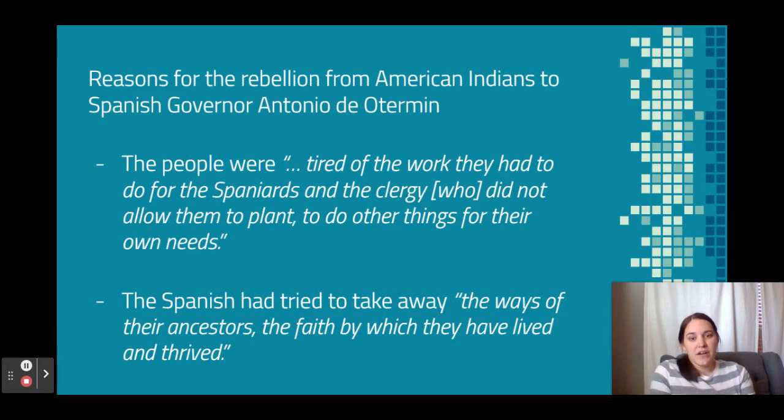The people were tired of the work they had to do for the Spaniards and the clergy who did not allow them to plant to do things for their own needs. And the Spanish had tried to take away the ways of their ancestors, the faith by which they have lived and thrived. So, twofold purpose here. One is the enslavement, thus forced subjugation, and the second piece would be the religious conversions.